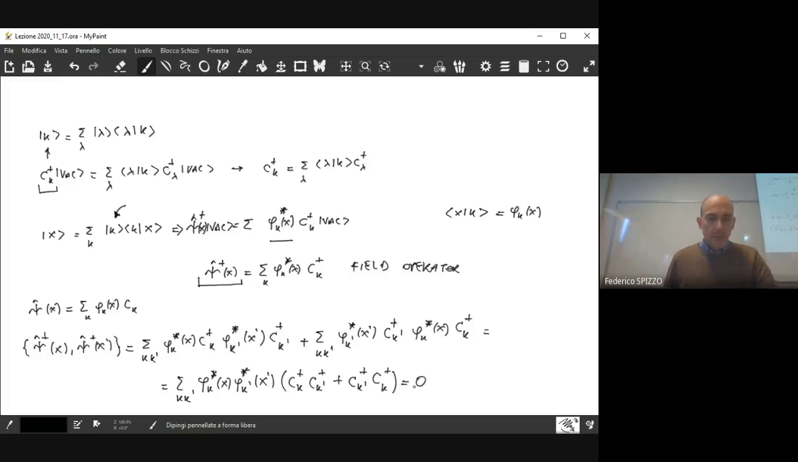So making exactly the same steps, it's possible to see that all the anti-commutators that we use for the operators expressed using as a base the base of the levels are also found when we use the operators that are defined using as a base the base of the coordinates, so the base of the positions.